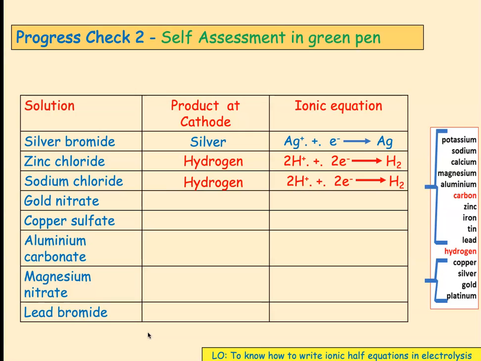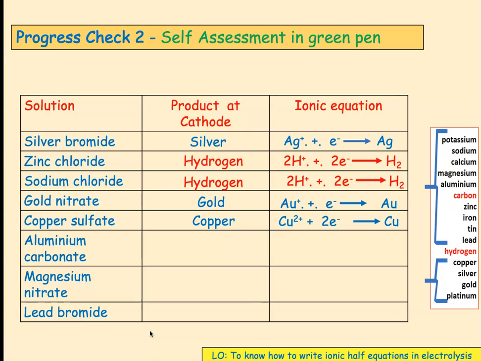Gold nitrate. Well, gold is below hydrogen, so we're going to make gold. And the ionic equation is Au+ + 1 electron gives us Au. Copper sulfate, copper's below hydrogen, so we're going to make copper. And the ionic equation is Cu2+ + 2 electrons gives us Cu.